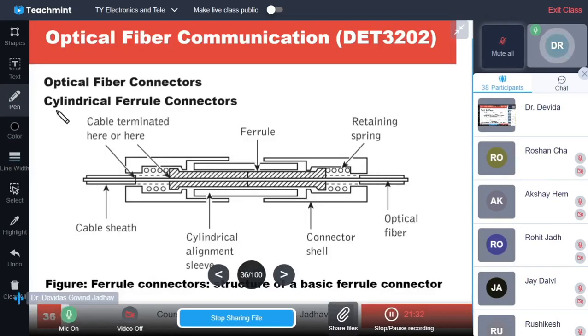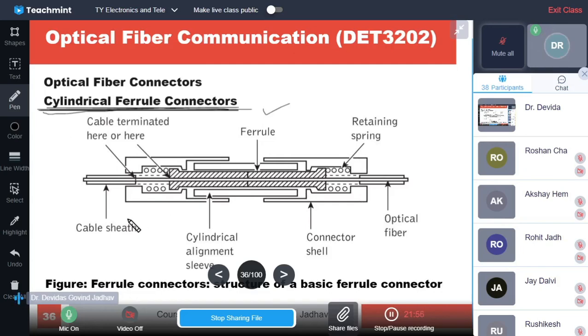So among optical fiber connectors, the cylindrical ferrule connector is one type of connector. We will check two to three types of connectors. This is the mechanical type of connector, the cylindrical ferrule connector. The ferrule is the material which is used to hold the fiber. So this is the ferrule with the fiber, and there is an outer shell also provided.